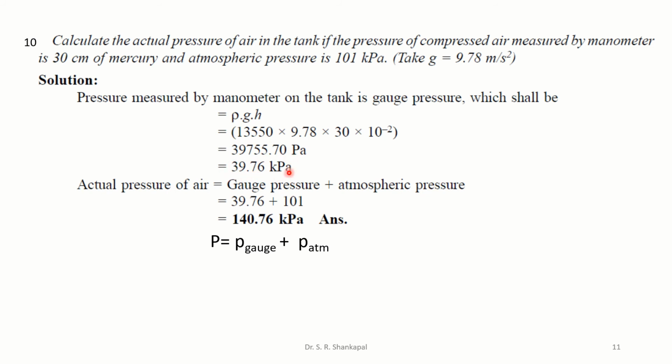This is gauge pressure. Actual pressure or absolute pressure is gauge pressure plus atmospheric pressure. Gauge pressure value is this. Atmospheric pressure is always 101 kilopascal. So add these two, you will be getting the total pressure, right?